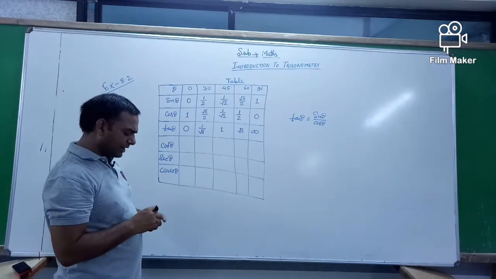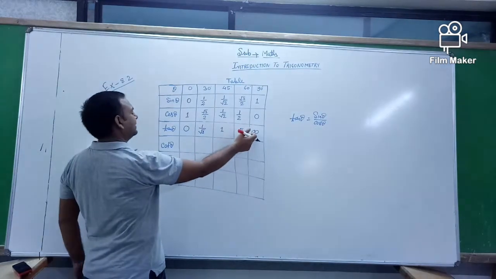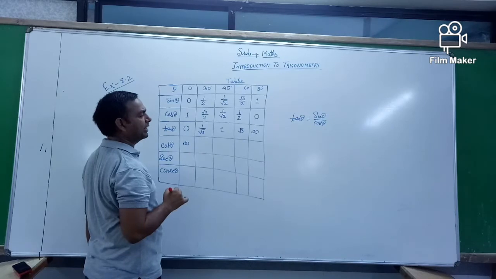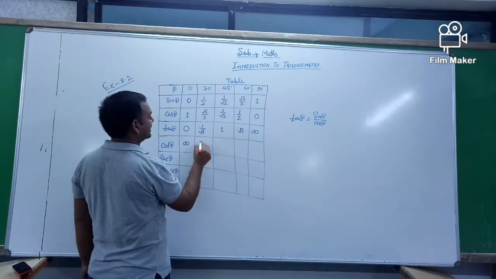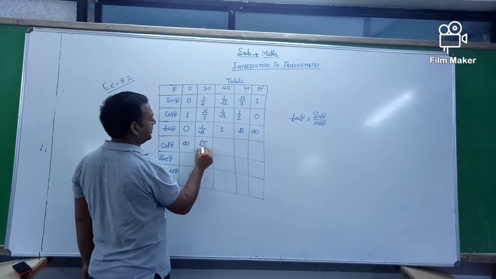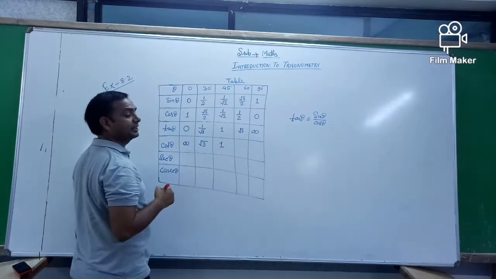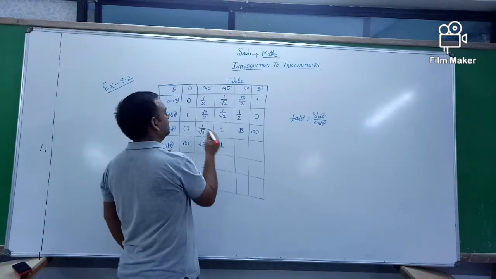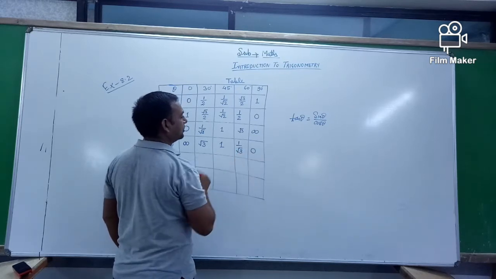Then cot is the opposite of tan. So you start from here: cot 0 is equal to the value of tan 90, which is infinite. Cot 30 is the value of tan 60, that is root 3. Then 45 is the same, equal to 1. Then after that, it is 1 by root 3 and then 0.